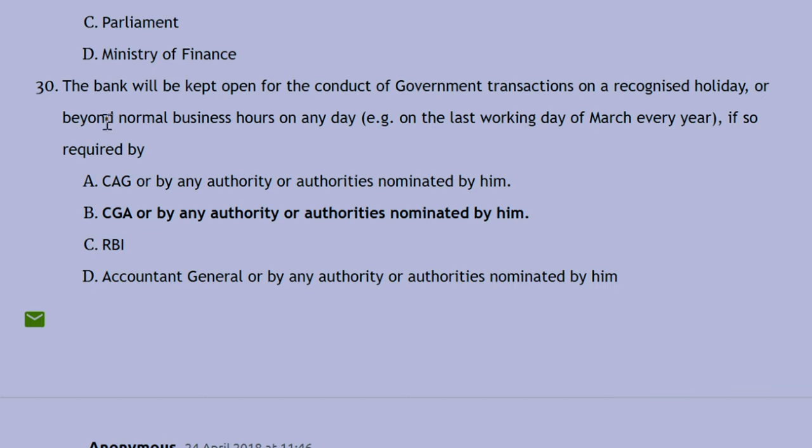30. The bank will be kept open for the conduct of government transactions on a recognized holiday or beyond normal business hours on any day, for example, on the last working day of March every year, if so required by the CGA or by any authority or authorities nominated by him.